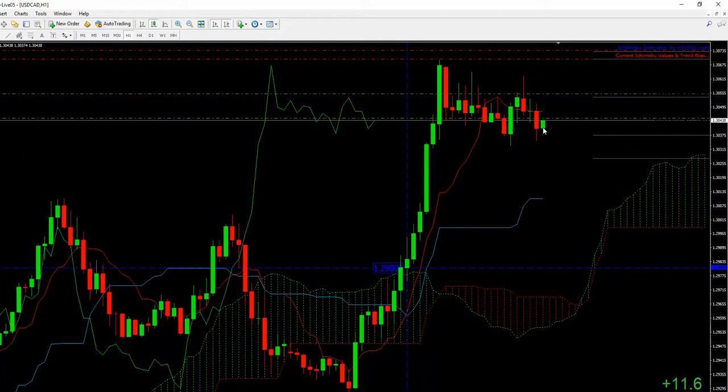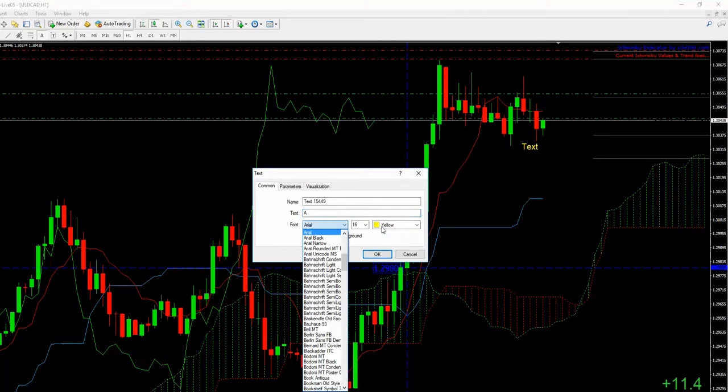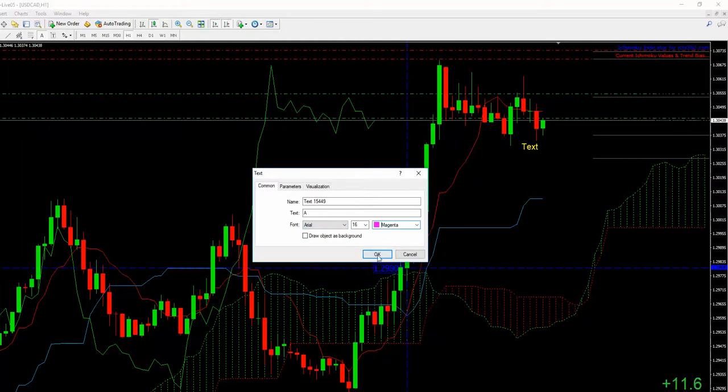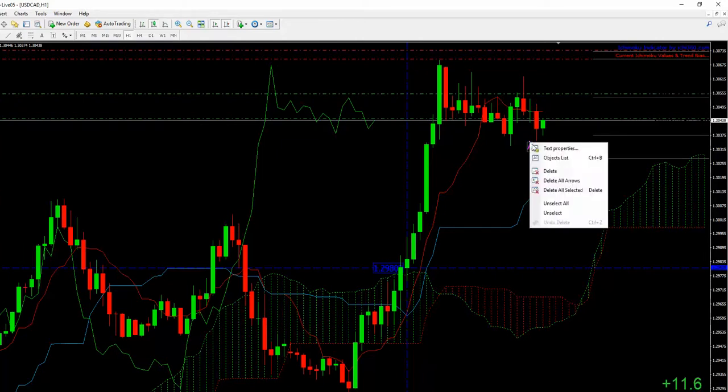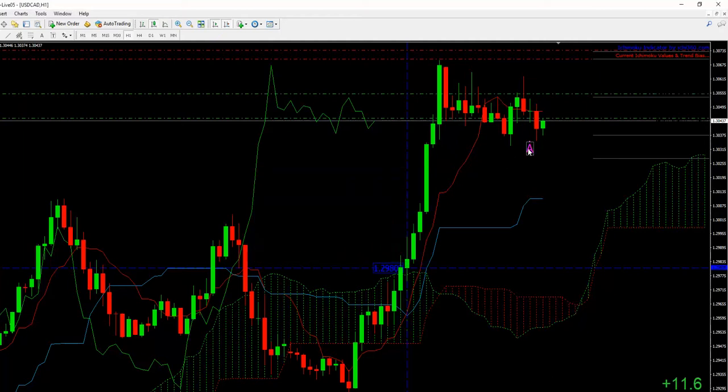So take note of where the price is here now. As a matter of fact, I'm going to mark it. Let me mark it here and call it A. Let me use a different color, one of my favorite MT4 colors, magenta. Maybe I'll make it bigger so there's no missing it. Come on now, let's make it size 20, make it massive. Okay, so we'll leave it at that.